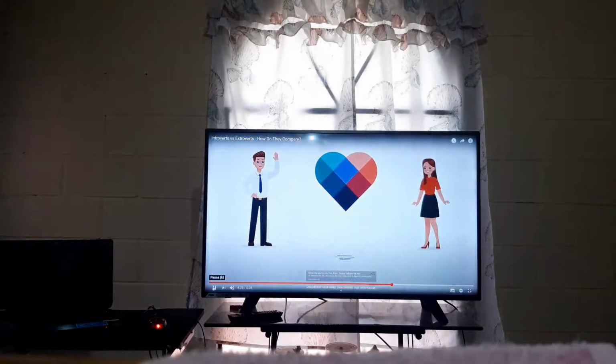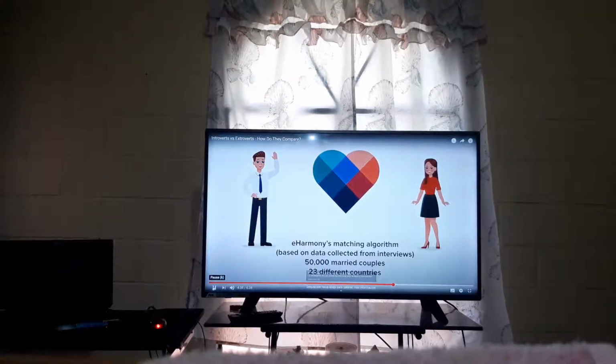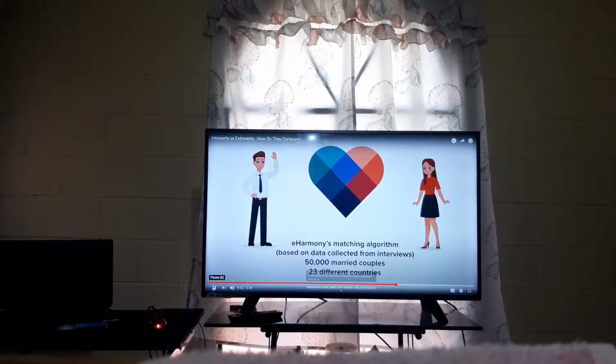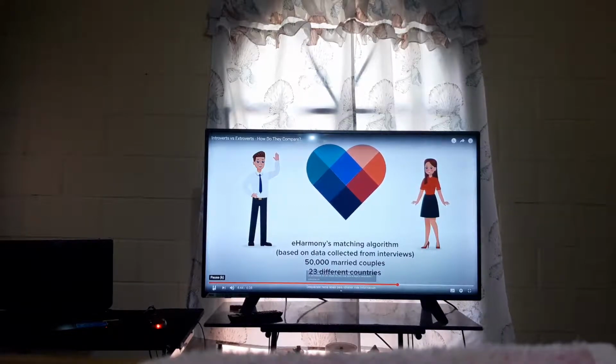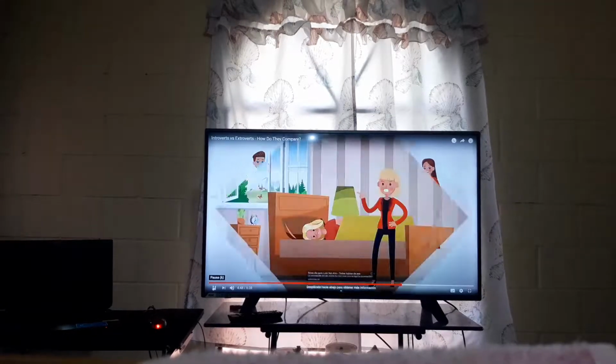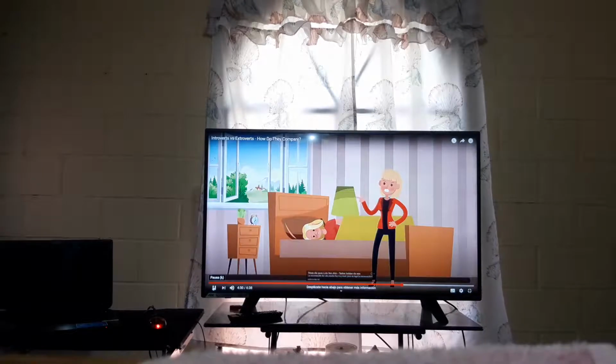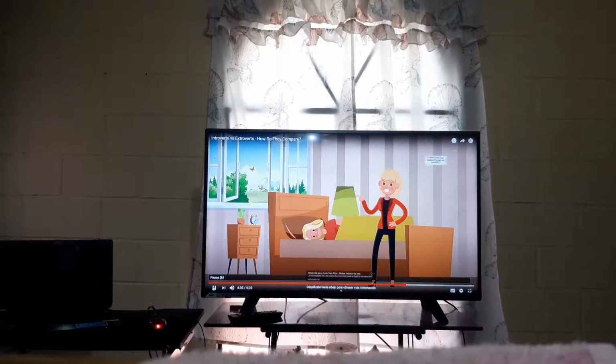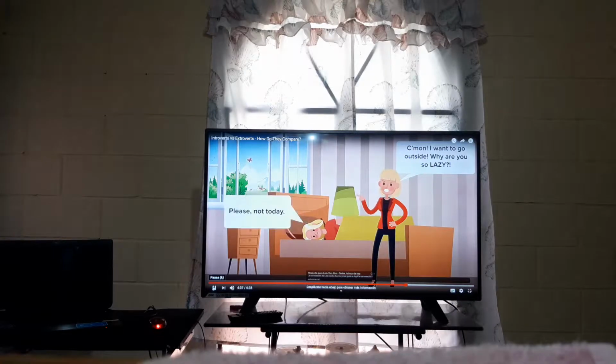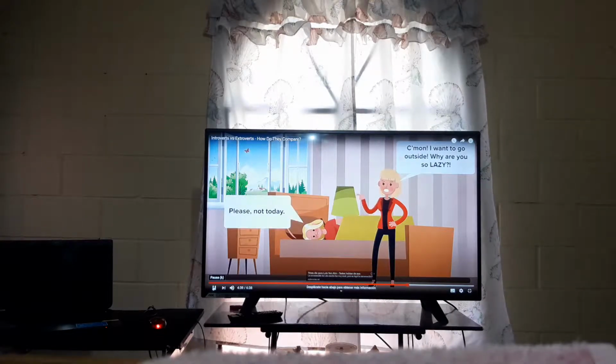This site has a matching algorithm based on data collected from interviews with more than 50,000 married couples in 23 different countries. eHarmony has concluded there are the following challenges couples face when trying to find the ideal personality match. The introvert may feel as though their partner doesn't truly understand them, as it's often difficult for extroverts to understand introverts. The extrovert will likely want to go out and socialize more than the introvert, which can cause conflict.